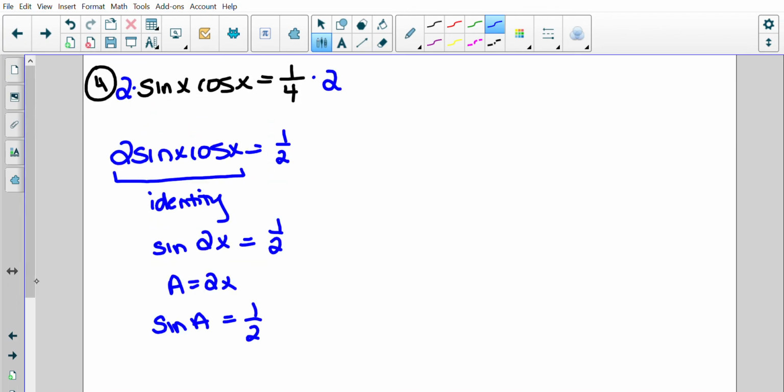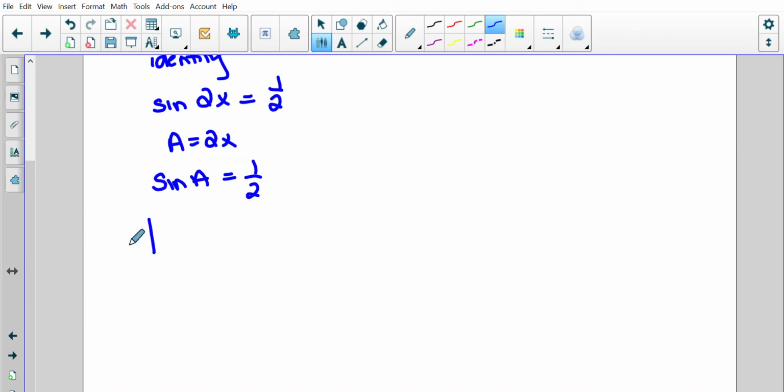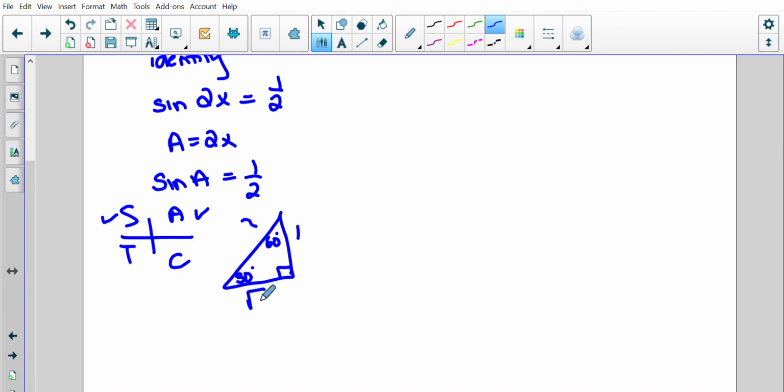So because it's a positive ratio, when I go to do a smart trig class, I know I'm in quads 1 and 2. 1/2, that reminds me of my 30, 60, 90 triangle, so I'm going to draw that up. And sine of which of these angles gives you 1/2? Well, it's opposite over hypotenuse, so opposite over hypotenuse, that's 30 degrees, or pi over 6. So A in quad 1 is pi over 6, and in quad 2 is going to be pi minus pi over 6, which is 5 pi over 6.